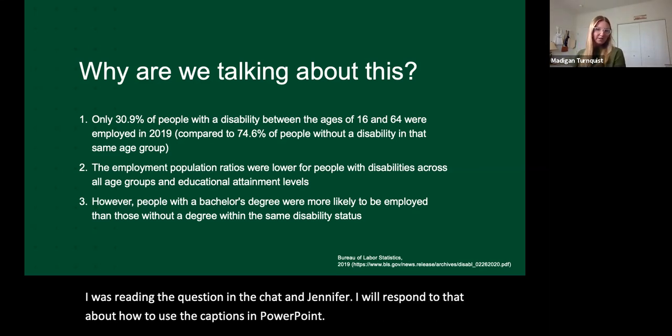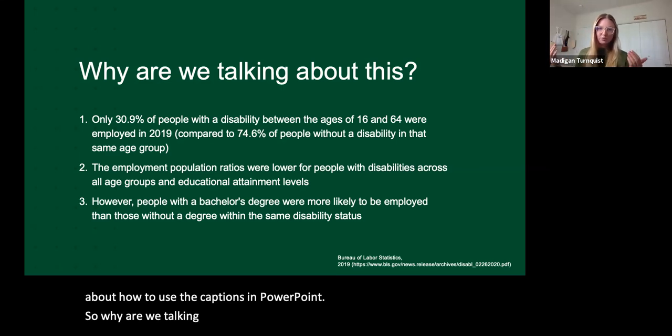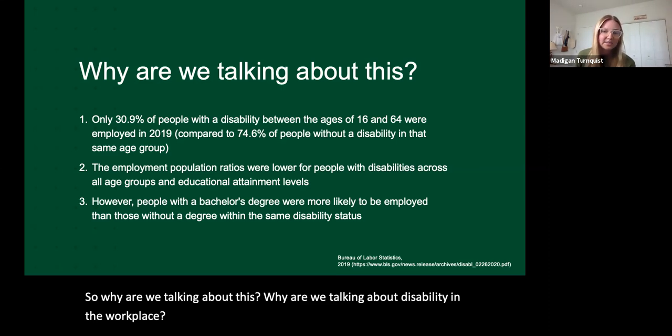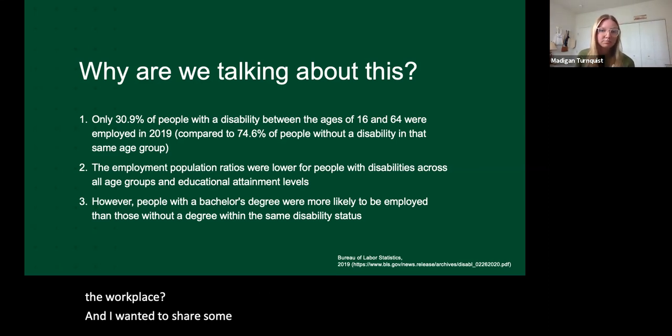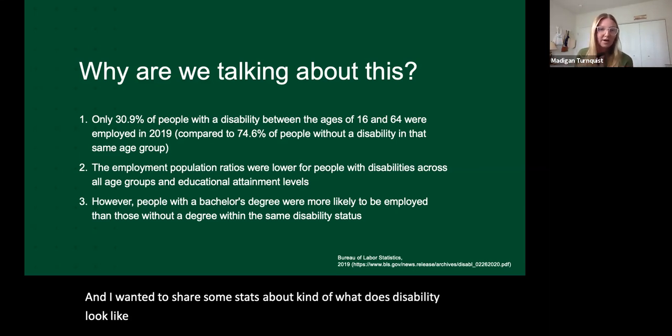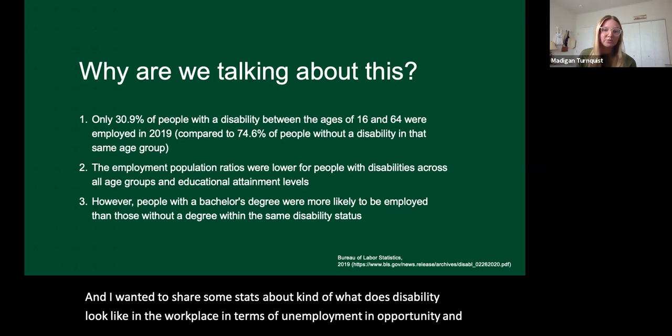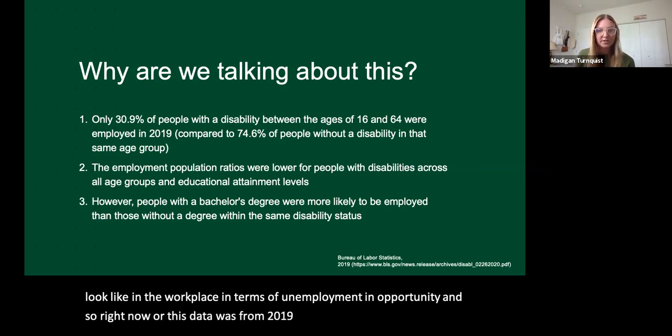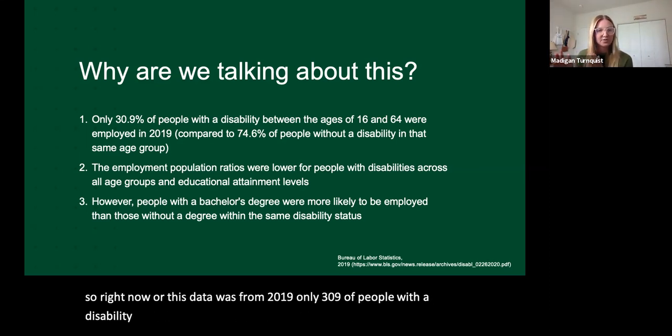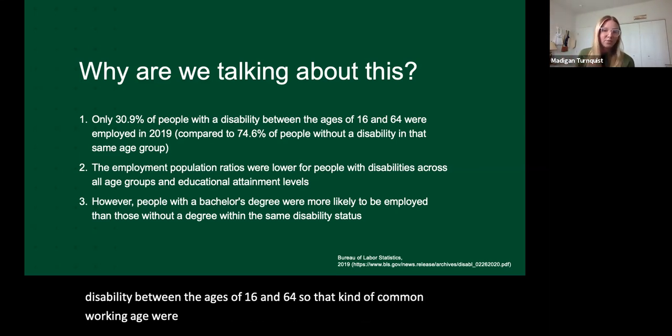So why are we talking about this? Why are we talking about disability in the workplace? I wanted to share some stats about what disability looks like in the workplace in terms of unemployment and opportunity. This data was from 2019: only 30.9% of people with a disability between the ages of 16 and 64, that common working age, were employed, compared to 74.6% of people without a disability in that same age group.